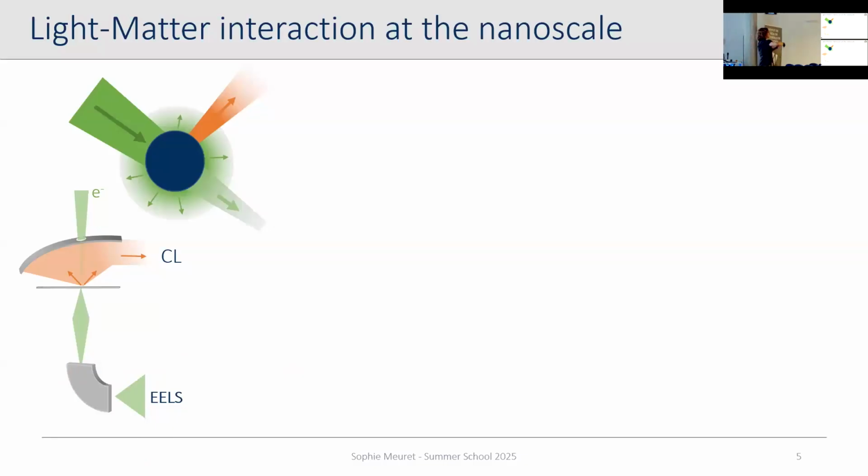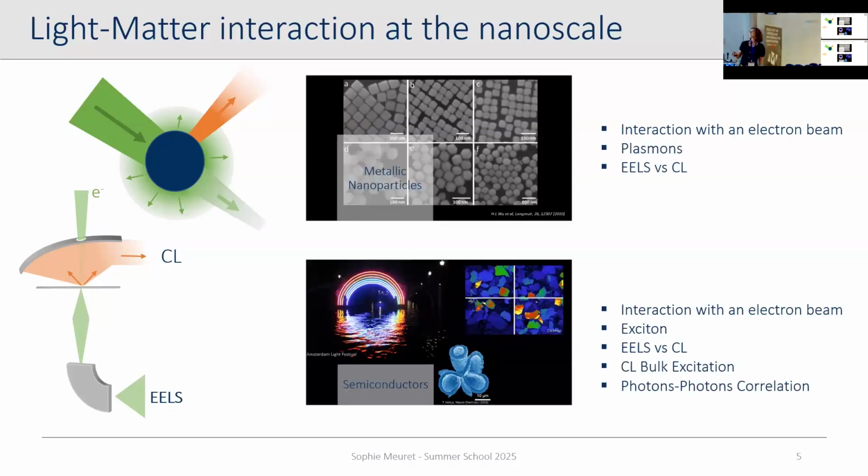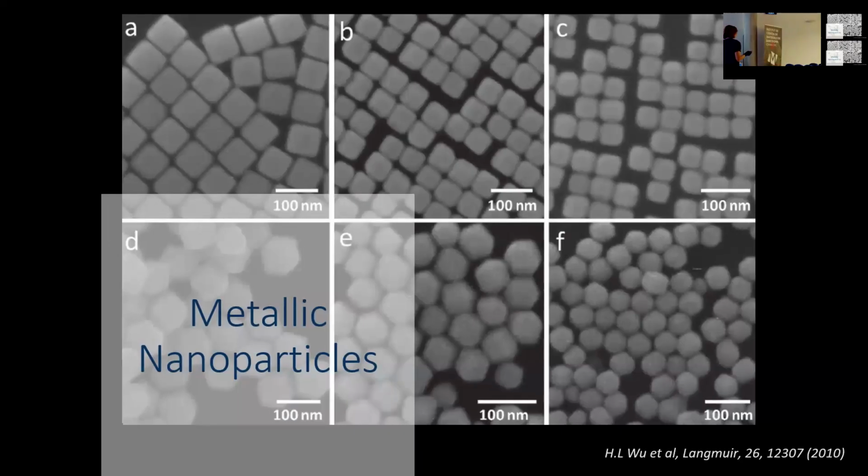But nano object is really broad, right? So I decided to divide it into two different parts: metallic nanoparticles and semiconductors. And we will see for each of those two how electrons can be useful to look at their optical properties. Okay, so we will start with metallic nanoparticles.